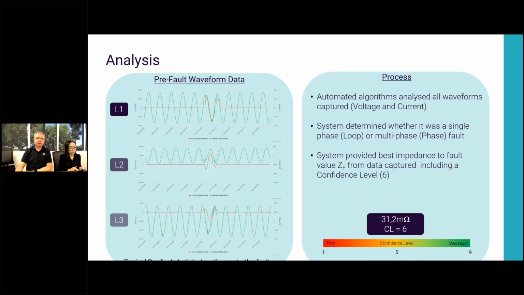The algorithms analyze all those waveforms from the measured volts and amps, and determine whether it's a single phase, loop impedance, or a multi-phase fault. In this case, a multi-phase fault. And then it gives us the best impedance to fault value. Once we've gone above a confidence level of around 6, we're starting to get pretty confident that we can get very close to the source of the fault, and maybe proactively go after that. In this case, we have 31.2 milliohms with a confidence level of 6.